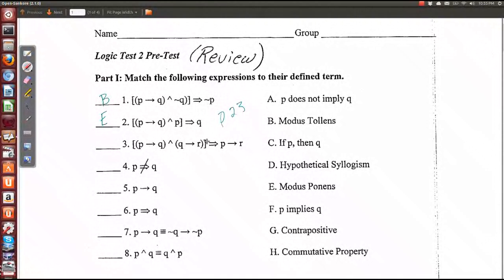And we have hypothetical syllogism. Hypothetical syllogism is where I have two conditionals where the consequent of the first conditional matches the antecedent of the second conditional, and those middle letters are eliminated, giving us the first antecedent as our new antecedent, the second consequent as our new consequent.